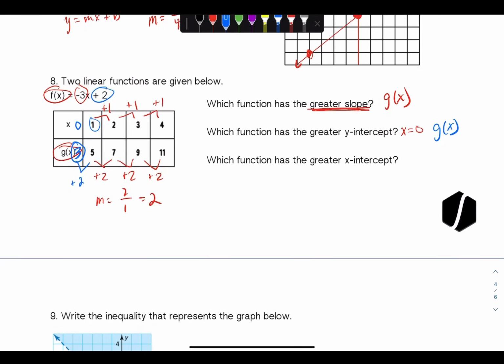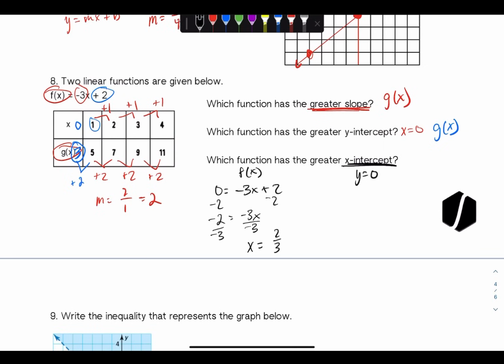Cool. All right, so now the last question here is which function has the greater x-intercept? So that's when y equals 0. Let's see how we can do this. We can take 0, set it equal to -3x plus 2. Remember, this is for f of x. And we can solve for x. So we'll subtract 2. We've got -2 equals -3x. Divide by -3, and we get x is equal to positive 2/3. So that's going to be our x-intercept.